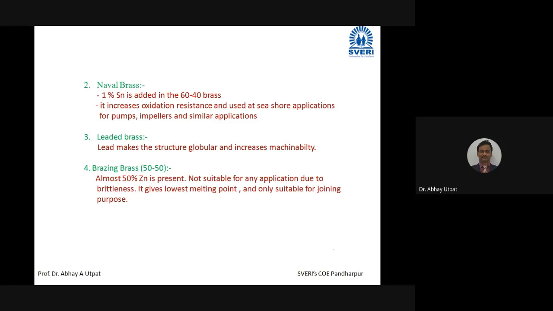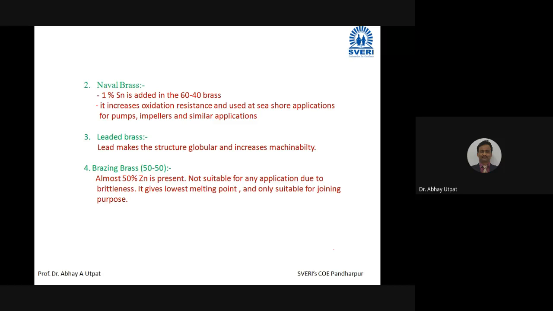1% of tin is added in cartridge brass, gives admiralty brass. 1% of tin is added in Muntz metal, gives naval brass. Applications are same. It increases oxidation resistance and is used for seashore applications, pumps, impellers, and similar applications.